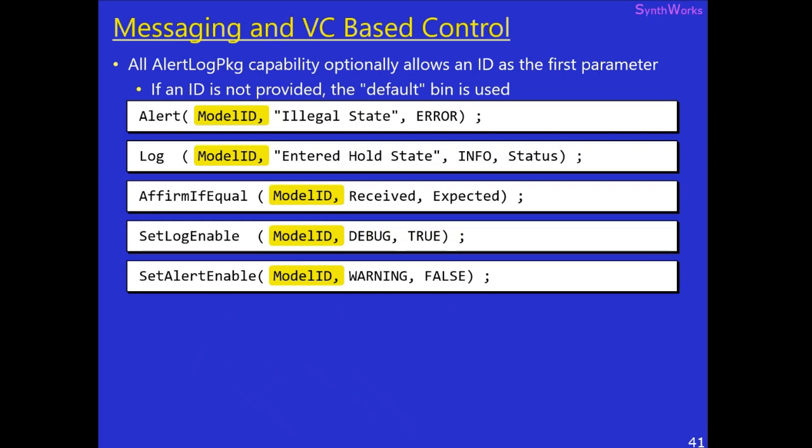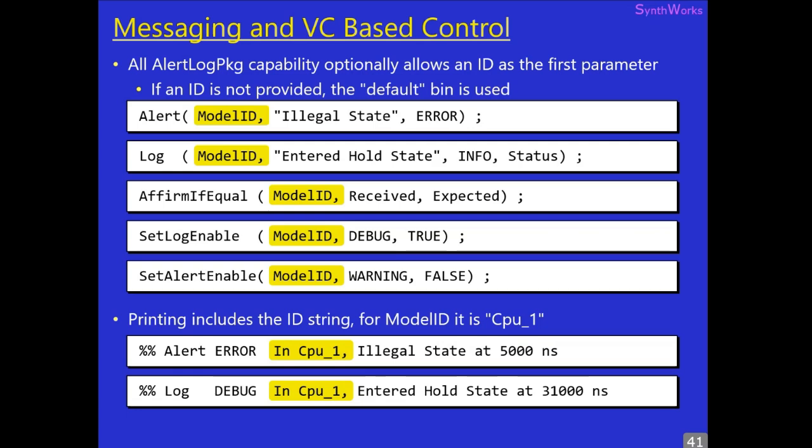Everything we've talked about so far, alert, log, affirm if equal, set log enable, set alert enable, all takes an ID as a first parameter. So for simple things, you don't have to use IDs. For very simple test benches, we don't do this. But as soon as you start adding verification components, you have more complexity, and you want better trace back to who done it. When we do this, it gives you the ID of who did it. And if you had a child ID, it's going to give you the parent ID : the child ID. So the trace back is really good.